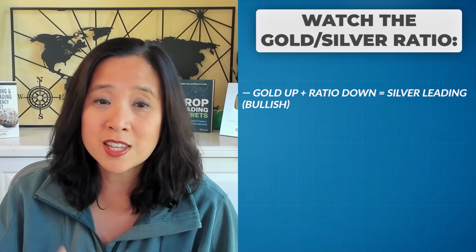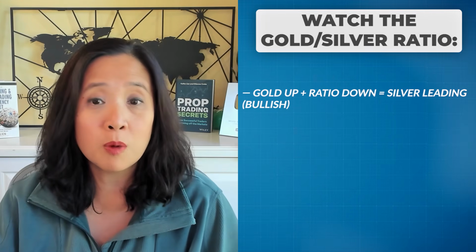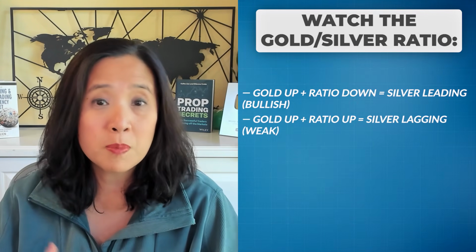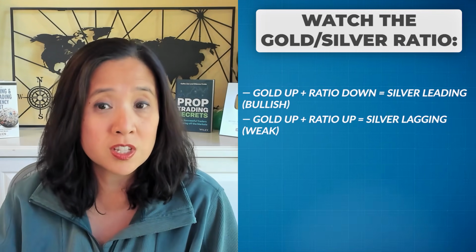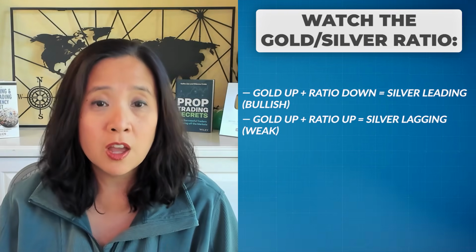When gold is rising and the ratio is falling, silver is leading, a bullish signal. When gold is rising but the ratio is rising too, silver is lagging, which is a weaker signal. You'll often see that when gold breaks higher and the ratio starts tightening, silver follows with strong momentum moves. Let's take a look at what this looks like on the charts.